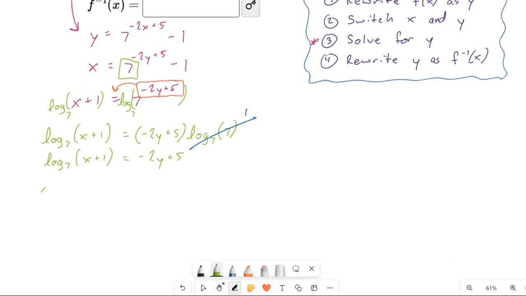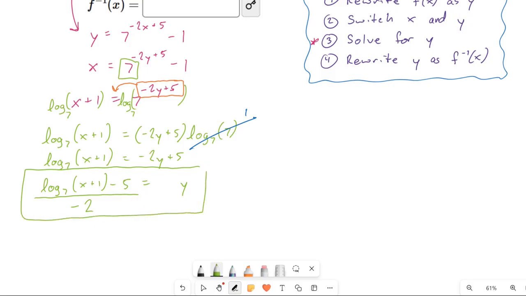So I'm going to subtract 5, like so. And now I have negative 2y. And now all I need to do is divide by negative 2. So whoopsie-doo, like that. And it crosses out on this side. And that is y. Okay, now the fourth step, which again is not super important, is just to remember that this y equals the inverse.